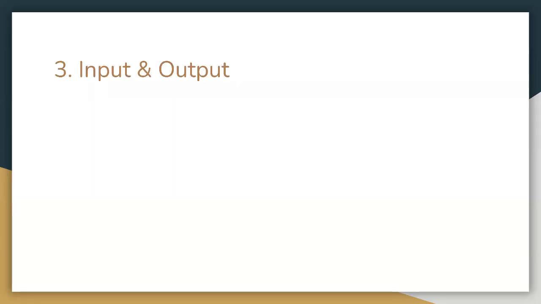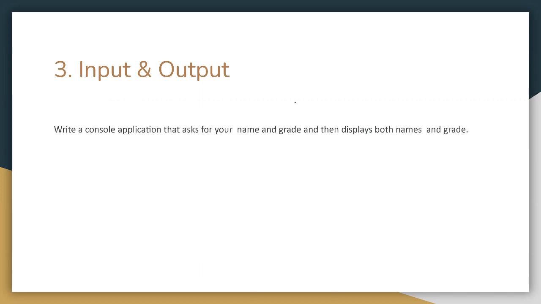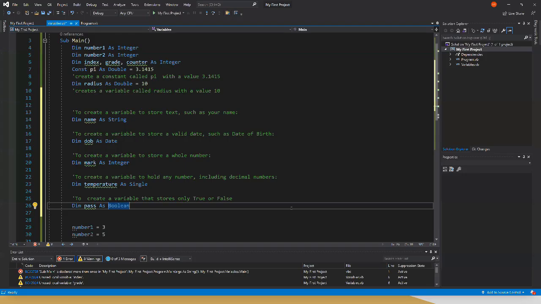Moving on, let's proceed with the third part of the tutorial called input and output. Let's say you have to write a console application that asks for your name and grade and then displays both on the screen. So let us start with Visual Basic. Just open your Visual Basic. Voila, this is the studio.